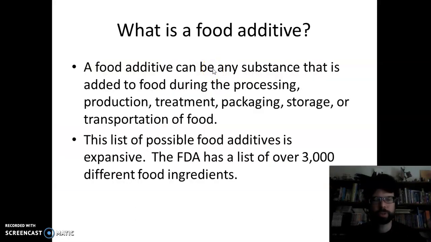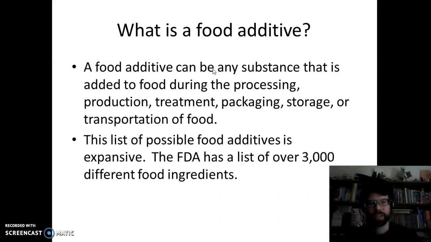Food additives. So probably a term you've heard before, but you might not be too familiar. But really, a food additive could be pretty much anything, any kind of ingredient that's added to the food, whether it be something that's actually part of the food, or if it's a chemical that's added to it to help make it to you in the market.